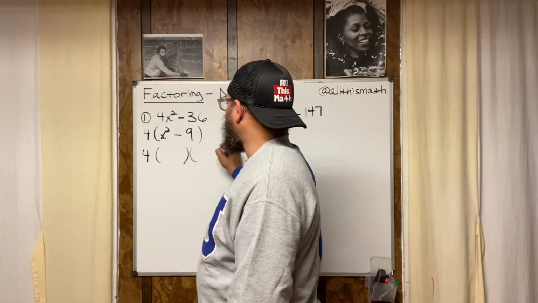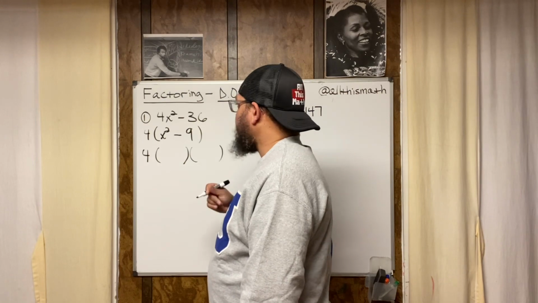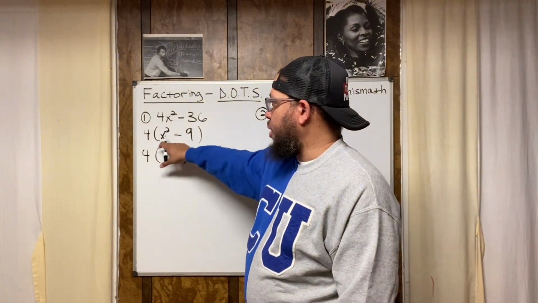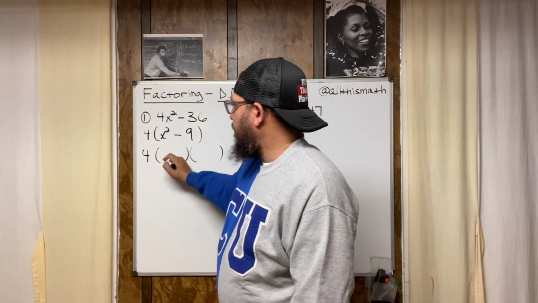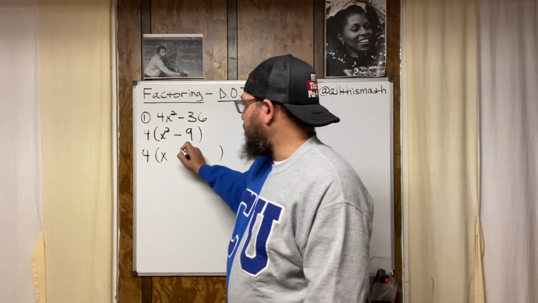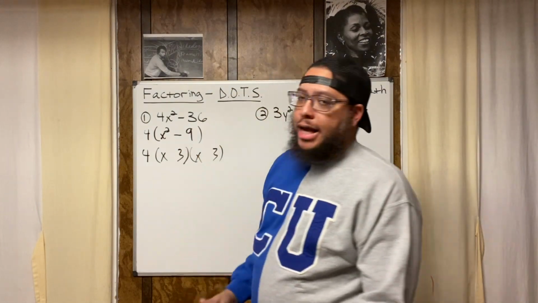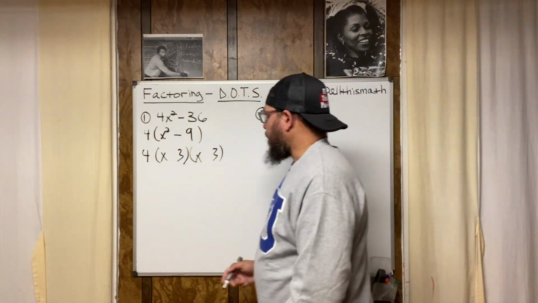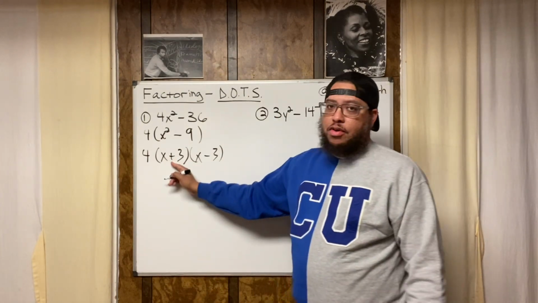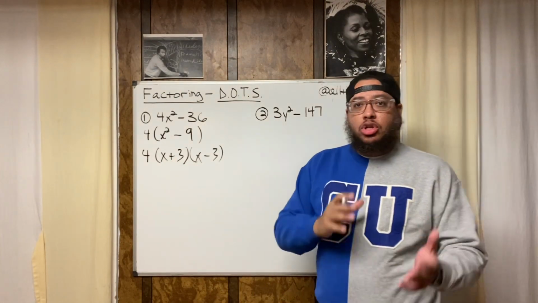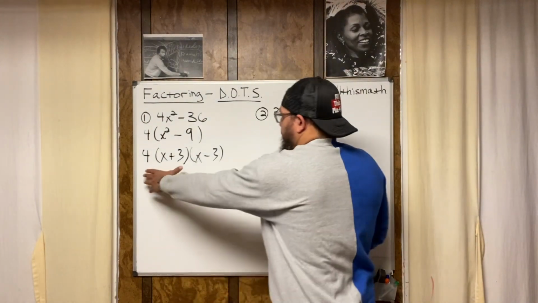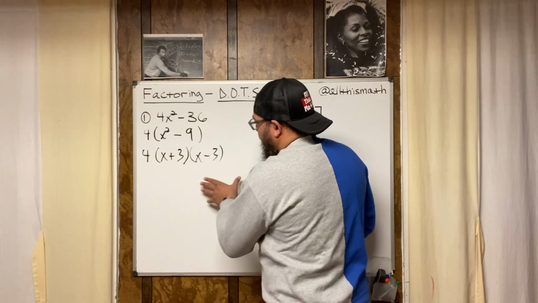Write your two sets of parentheses. Take the square roots of each of these. Square root of x squared goes in the first spots. Square root of 9 goes in the second spots, or the last spots if you're thinking about FOIL. Make one plus, make one minus. It doesn't matter. You could have put the minus sign first and the plus sign second. As long as you got one of each, that's all that matters. And this is our final answer.